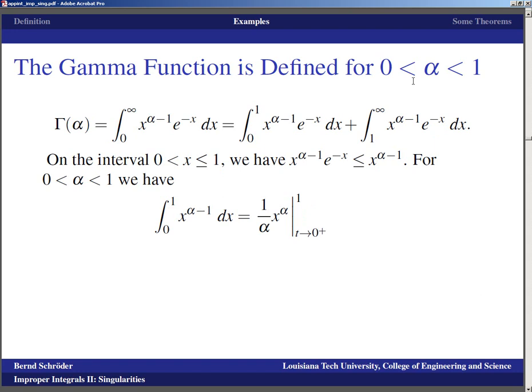And as long as alpha is between 0 and 1, this is a positive exponent, which means as t approaches 0, we get 0 at the lower bound, we get 1 at the upper bound, so that is 1 over alpha. So that means that the integral of x to the alpha minus 1 e to the negative x dx converges for alpha between 0 and 1.